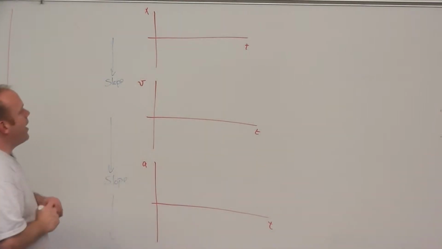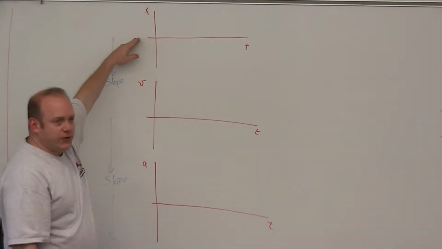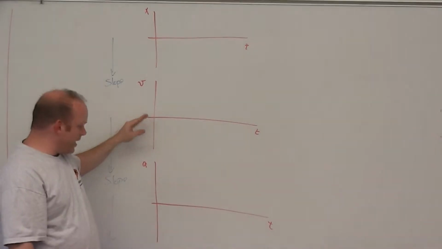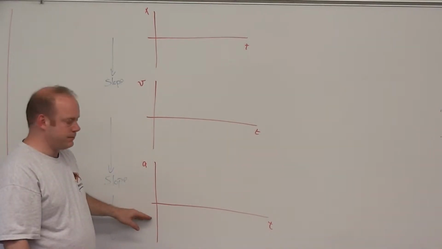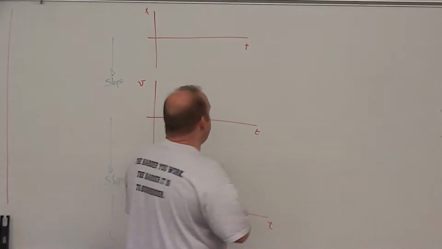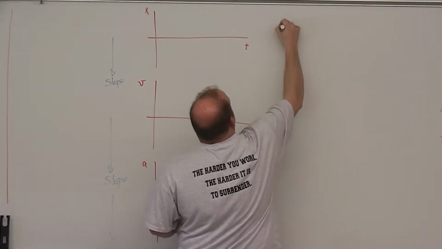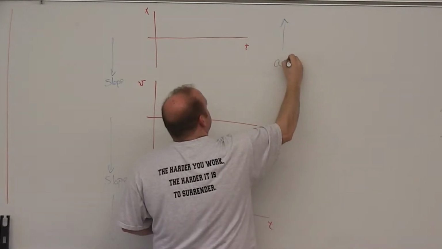Okay, so the slope of my position versus time graph is velocity. The slope of my velocity versus time graph is acceleration. If I go in the other direction, I'm looking at areas.